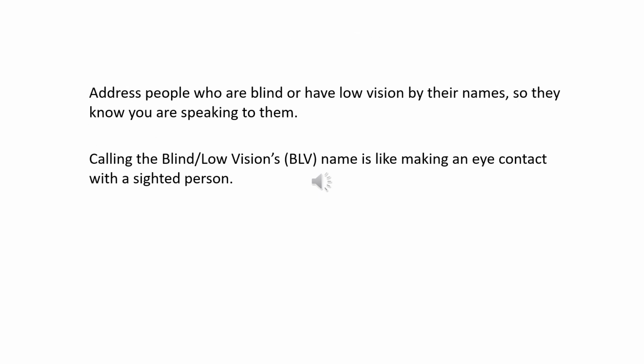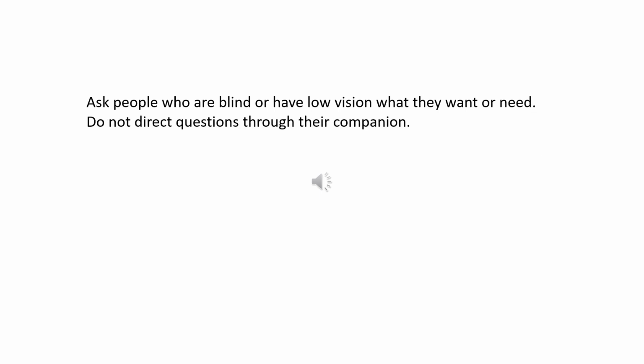One of the things that people who are blind and low vision like is for people to call them by their names. Calling them by their names is like making eye contact with them. Another tip is to directly communicate to the blind or the low vision person. If you have any concern or if you want to get information, you just directly ask the blind or the low vision person.